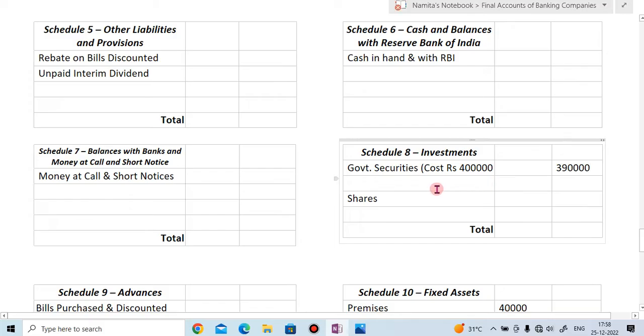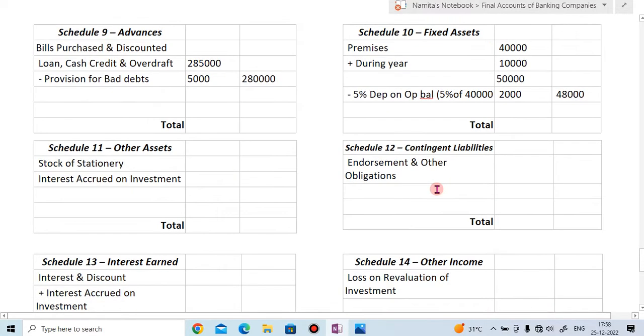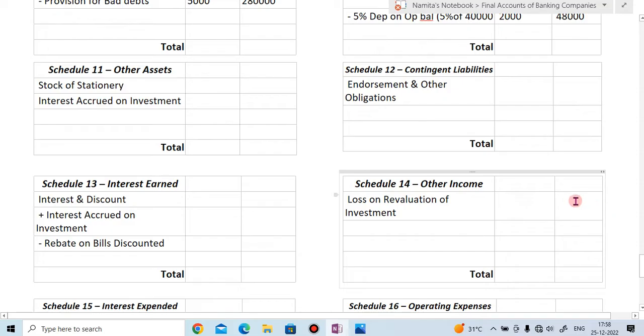So this 10,000 loss you will write in other income. That will be minus 10,000. We are already in the loss. So what will be there? Loss on revaluation of investment, 10,000 rupees.